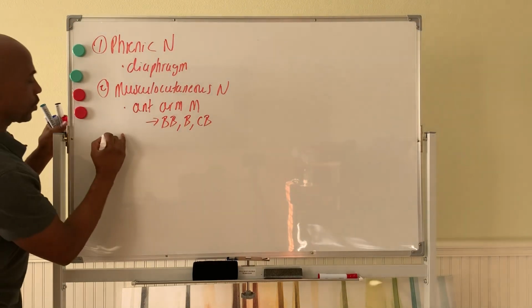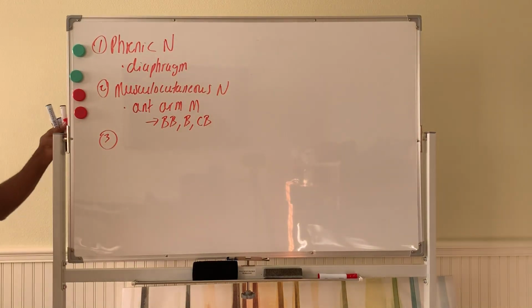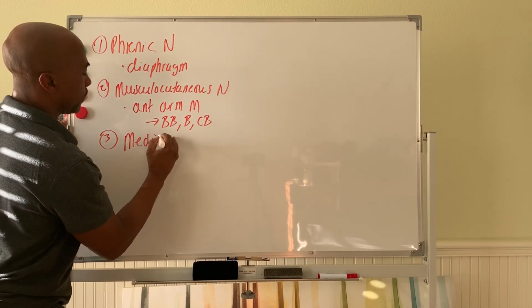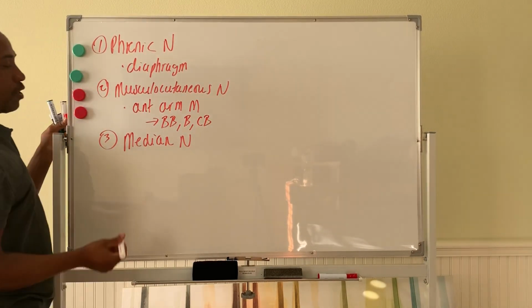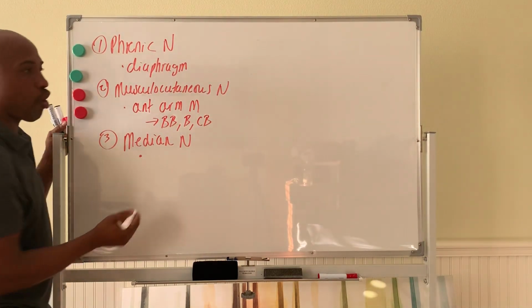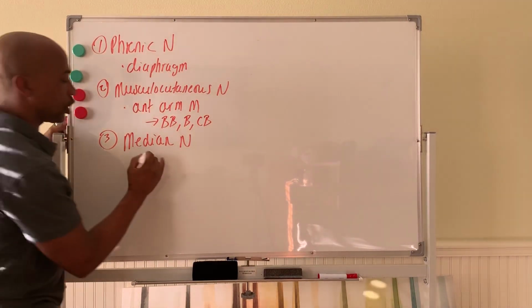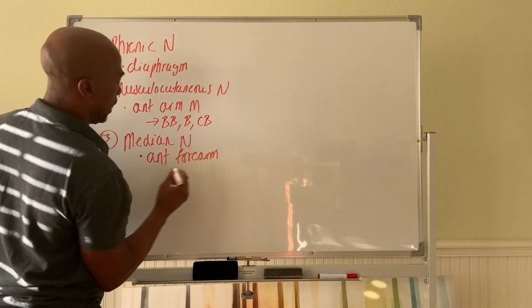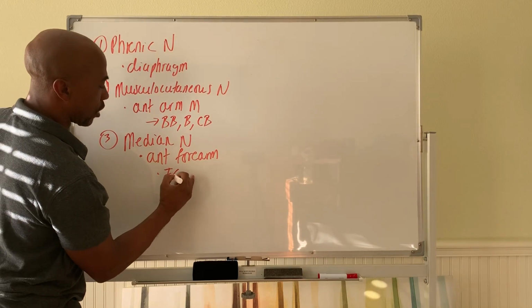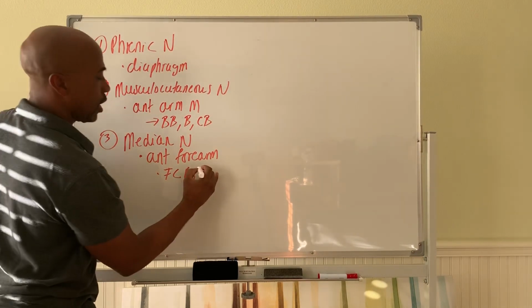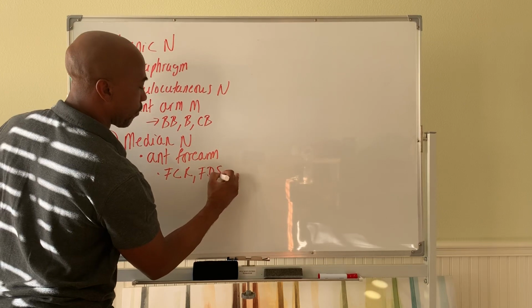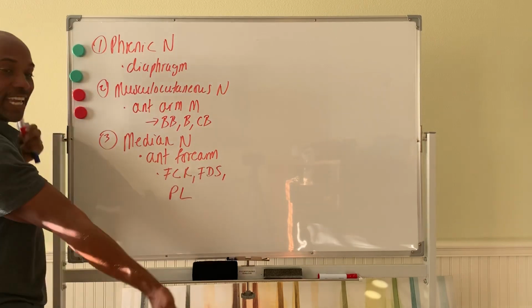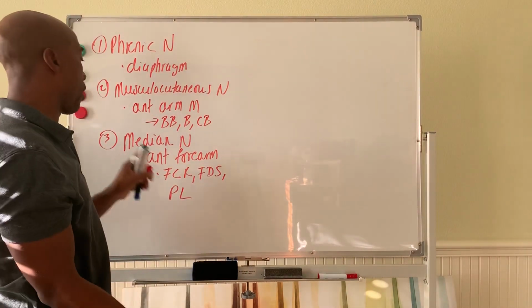Okay. Your third nerve we'll talk about is your median nerve. The median nerve controls your forearm. Okay, this one controls your anterior forearm muscles. Muscles like your flexor carpi radialis muscles, your flexor digitorum superficialis muscles, your palmaris longus muscles. Those muscles right here are mostly controlled by your median nerve.